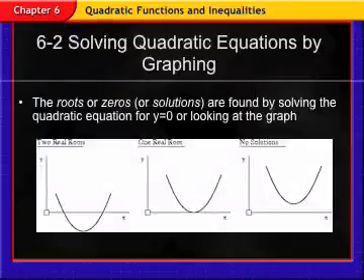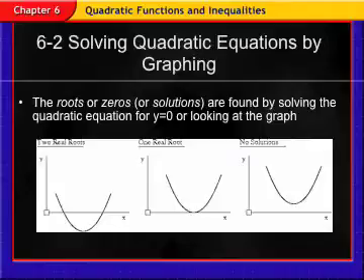Section 6-2 has us solving quadratic equations by graphing. Here are 3 pictures that demonstrate the different types of solutions. We can either have 2 real solutions or roots where the parabola crosses the x-axis in 2 places. We can have 1 real root where the vertex lies on the x-axis, or we can have no real roots.